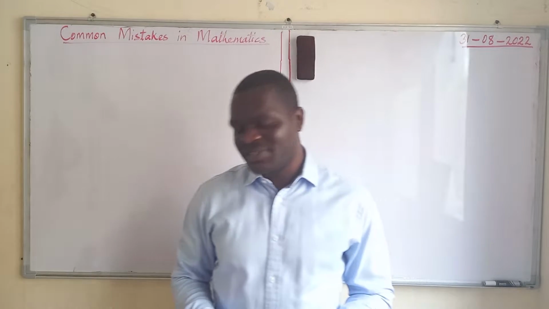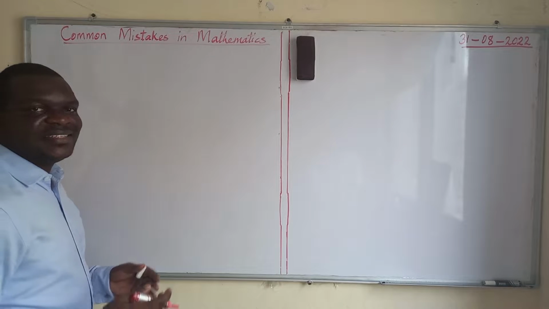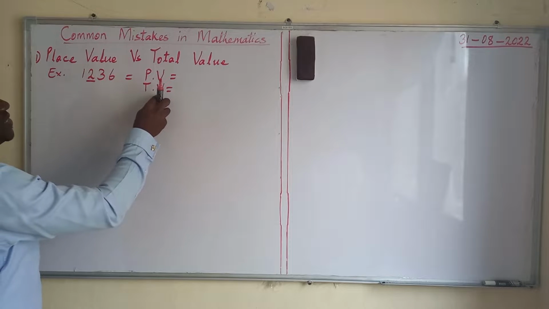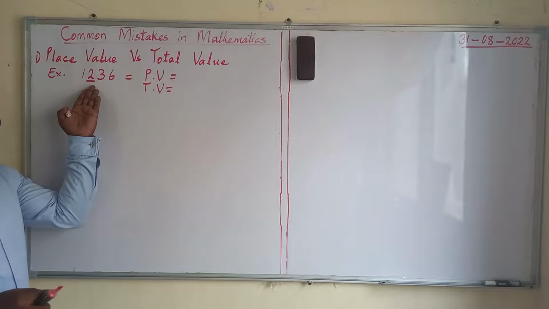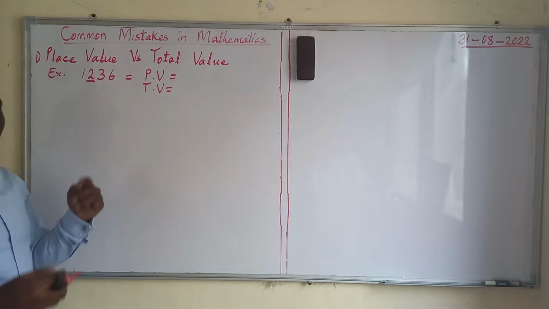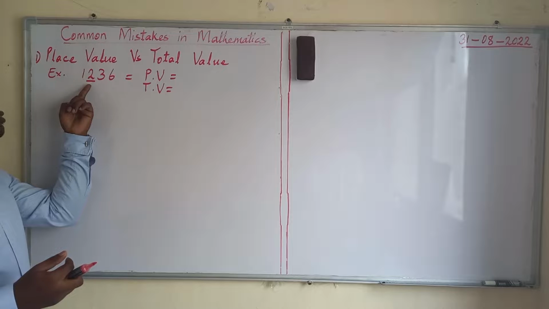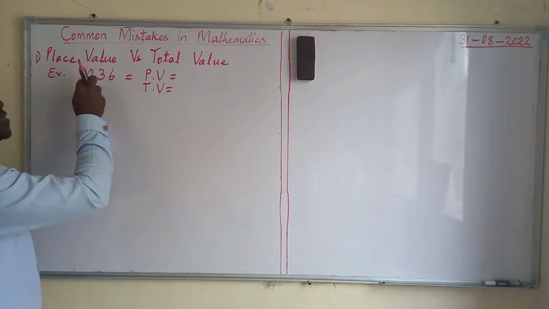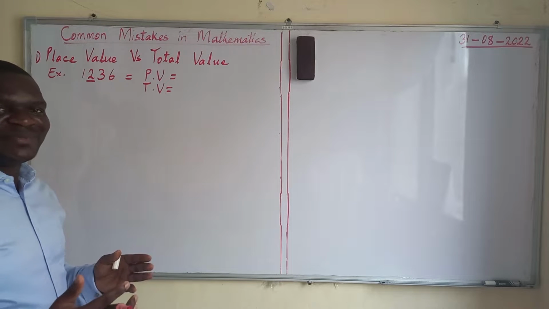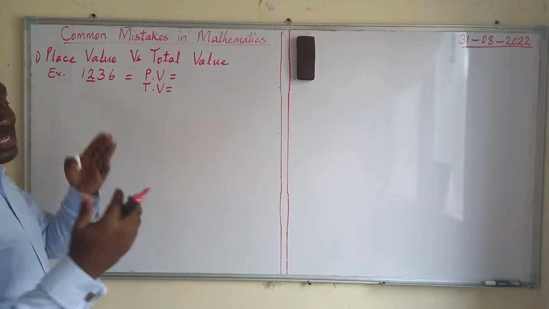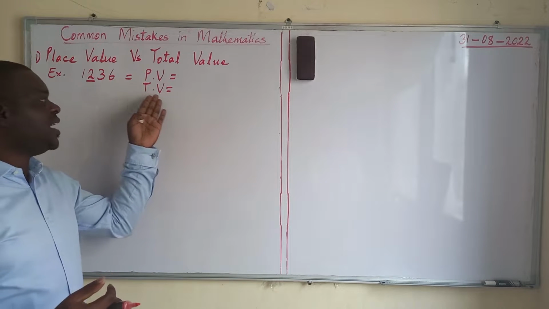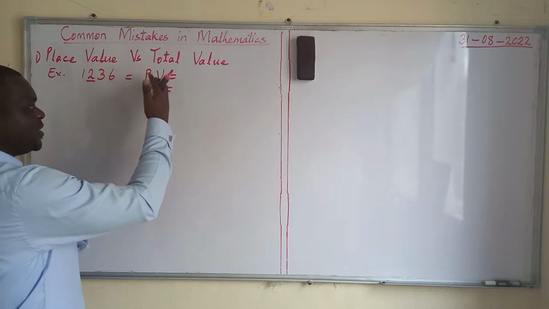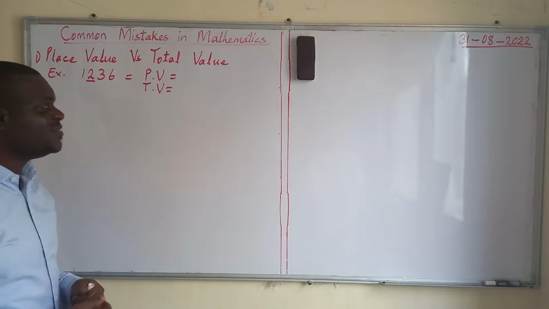So the first is on place value and total value. In this situation, permit me use PV for place value and TV for total value. If you look at this example, 1, 2, 3, 6, which can be read as 1236. What will be the place value of 2 and the total value of 2? So sometimes as teachers, we make mistakes in a way that you may be asking for total value and a learner gives the place value, or the reverse, which means you may be asking for the place value and a learner gives the total value.